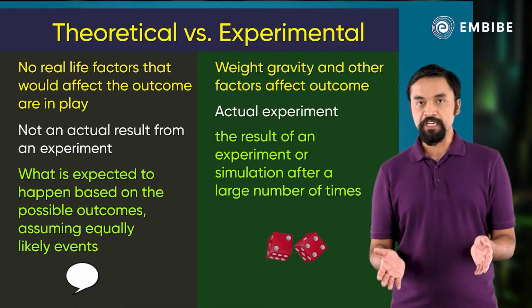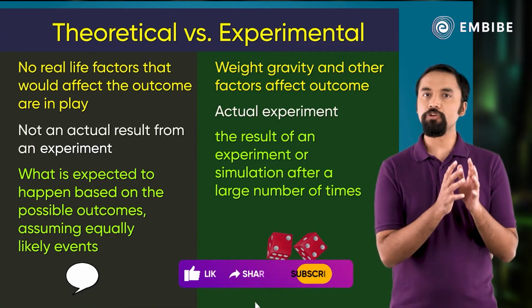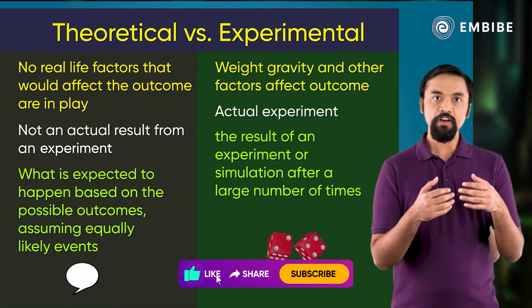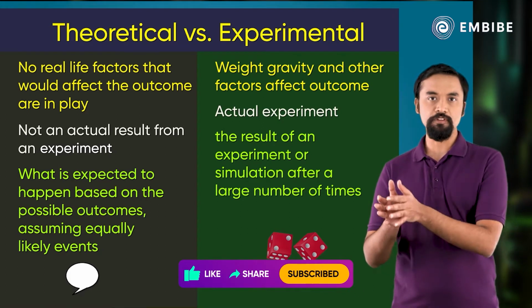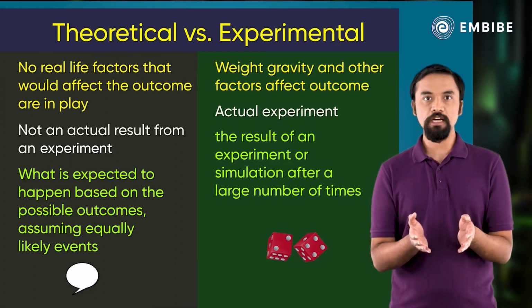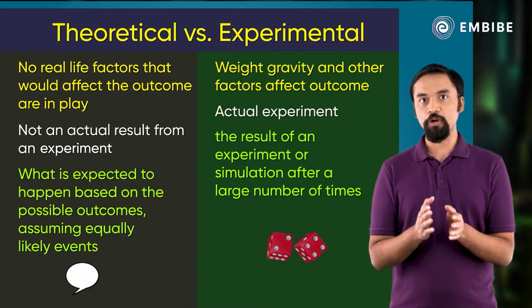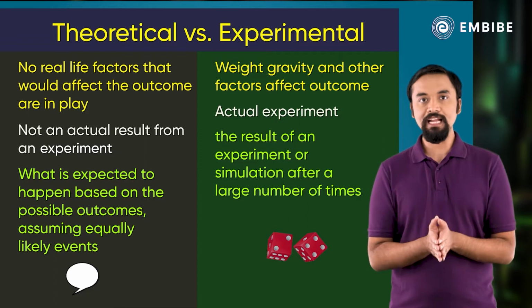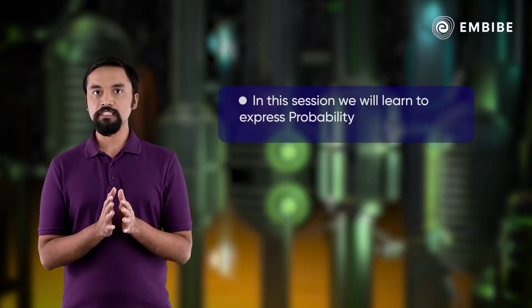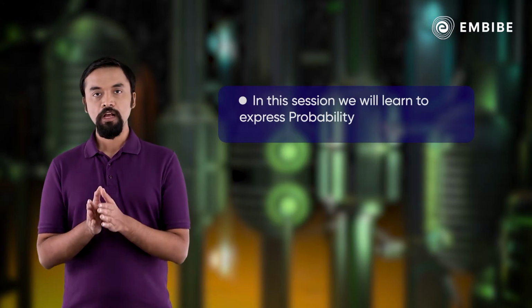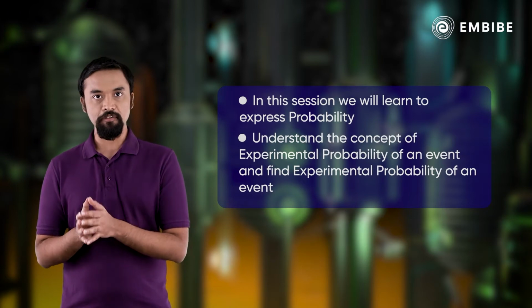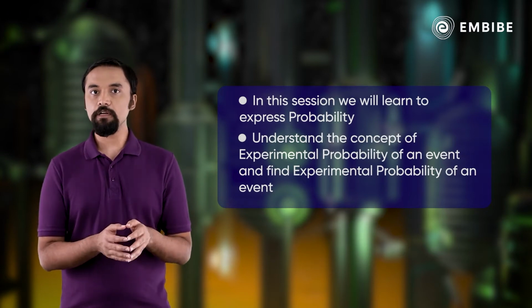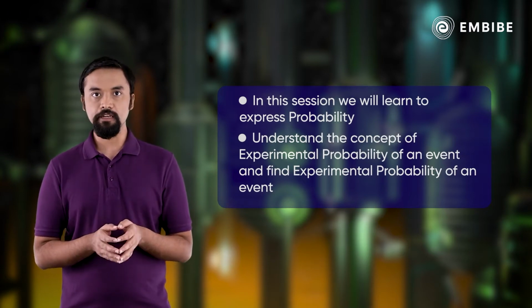Everything we anticipate to happen is the theoretical probability, whereas experimental probability is what really occurs as we test it out. Watch and learn how these two are different from each other and how the latter is calculated. In this session, we will learn to express probability, understand the concept of experimental probability of an event, and find the experimental probability of an event.